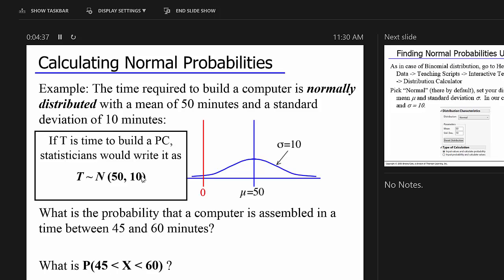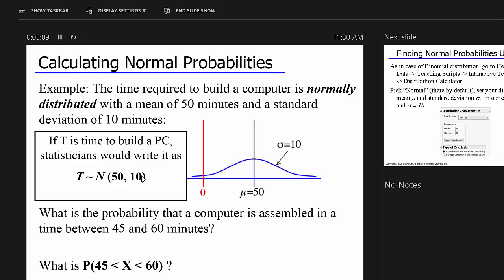Time to assemble a computer is normally distributed with a mean of 50 minutes and a standard deviation of 10 minutes. That's a long way to write it, okay?